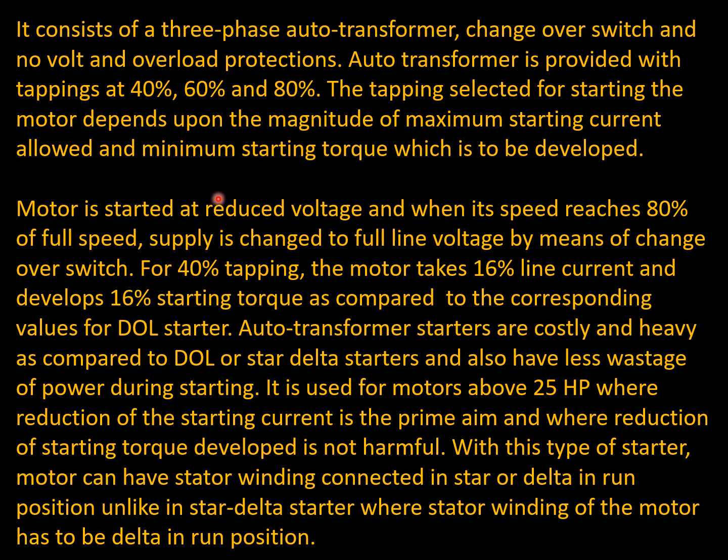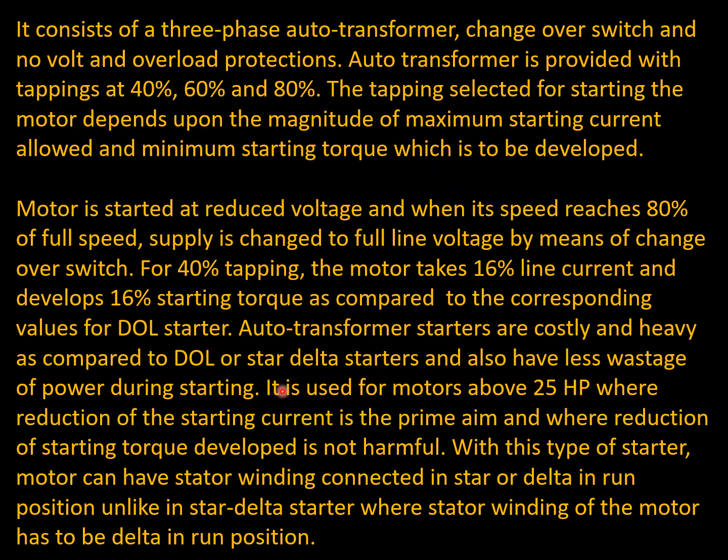Motor is started at reduced voltage, and when its speed reaches 80% of full load speed, supply is changed to full line voltage by means of changeover switch. For 40% tapping, the motor takes 16% line current and develops 16% starting torque as compared to corresponding value in dual starter. Auto transformer starters are costly and heavy as compared to dual or star delta starter and also have less wastage of power during starting.